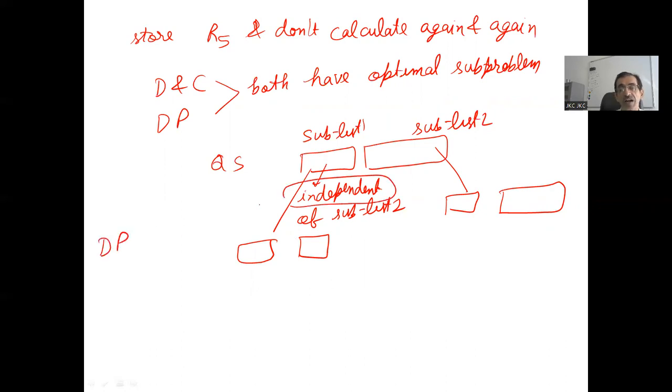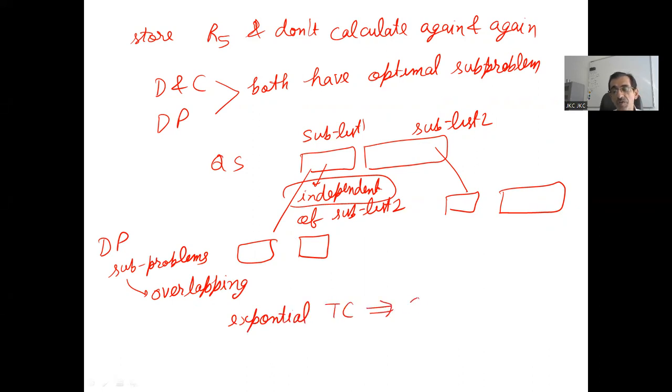In DP, they are not independent. Sub-problems have overlap, and overlapping can be helpful to solve problems. So effectively, such problems will initially have exponential time complexity, and we will be able to convert them using DP to polynomial algorithms. And that is the crux of the whole of DP. How to do it, we will systematically understand.